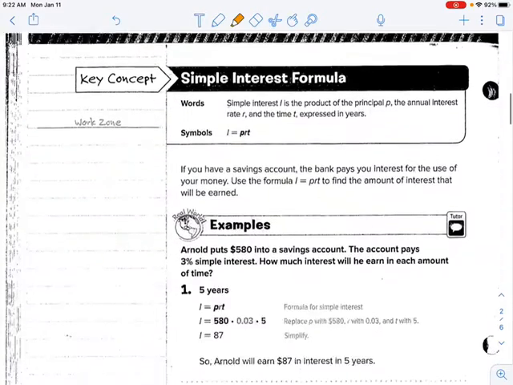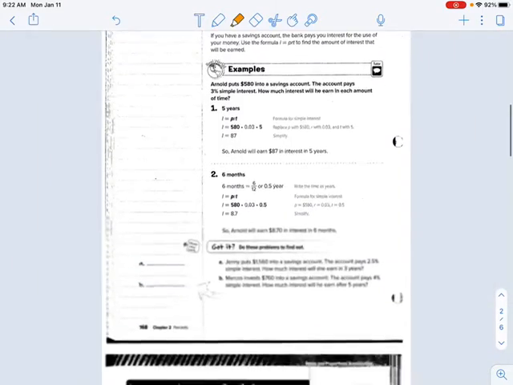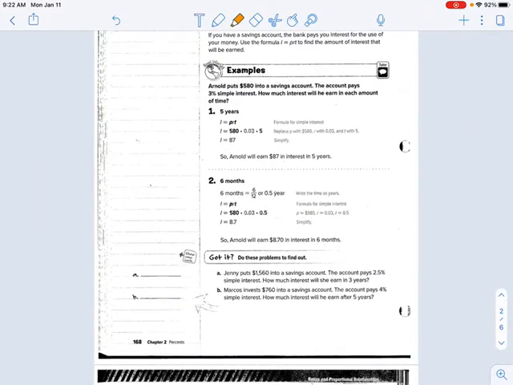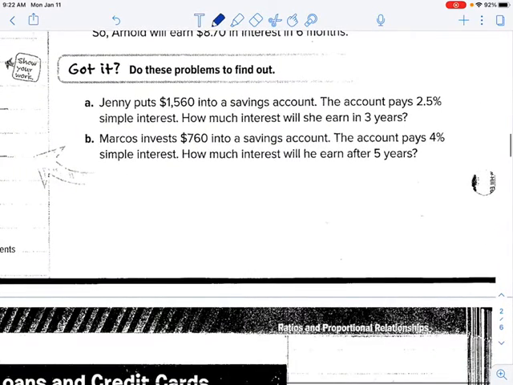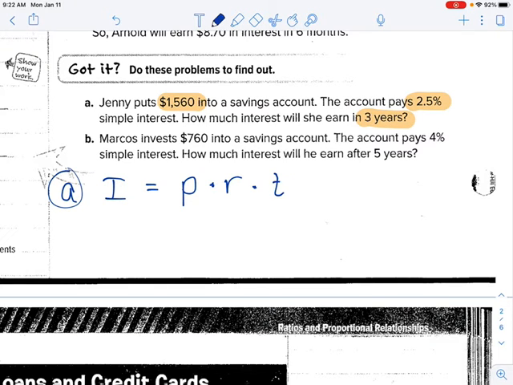All right, so let's go to the next page, page 168, and we're going to start at the bottom there, letter A. Jenny puts $1,560 into a savings account. The account pays 2.5% simple interest. How much interest will she earn in 3 years? So start with your formula. Interest equals principal times rate times time.